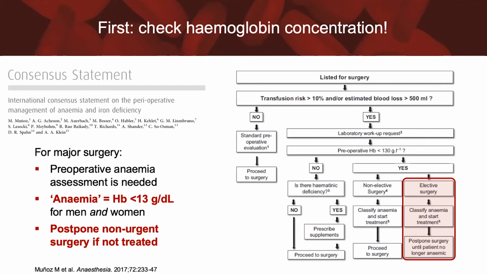Preoperative anemia should be diagnosed with a sufficient amount of time to allow a treatment. Or if you find hemoglobin below 13 gram per deciliter before surgery, we should probably postpone the elective surgery in order to classify and treat anemia for the patients. So in this statement, it is said that a hemoglobin level below 13 gram per deciliter should be treated both in men and women.